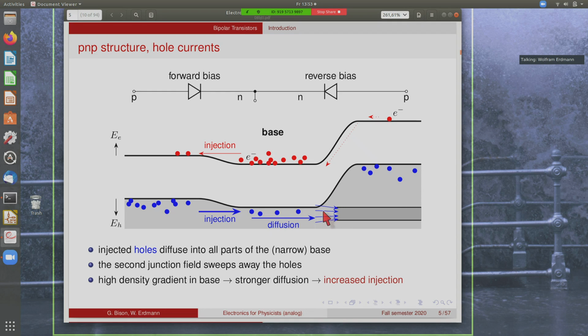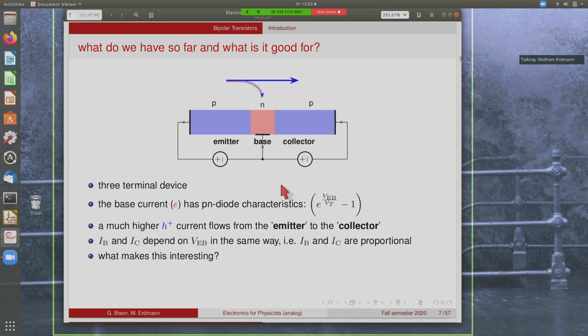It's like a vacuum pump that sucks the holes out of the base here and makes sure that the density of holes goes to zero at this point. So we have a very strong gradient here of hole density across the base, which maintains a very strong diffusion current, which in turn gives us a very strong injection again. Like I already said, we can neglect the recombination here in most cases. So what we have now is a strong diffusion current of holes and a small diffusion current of electrons.